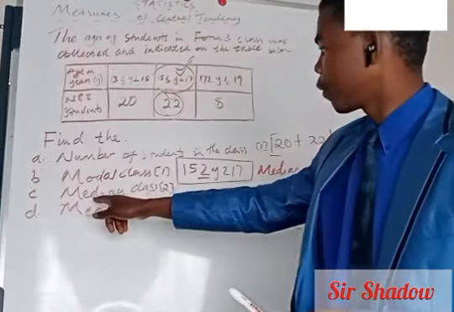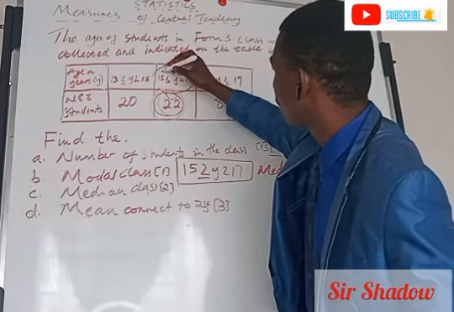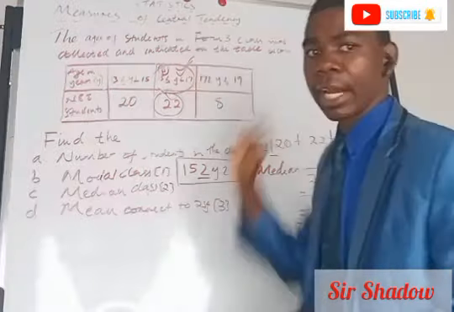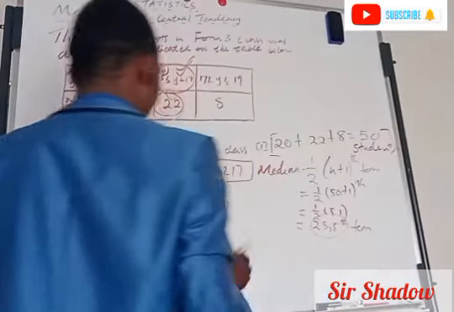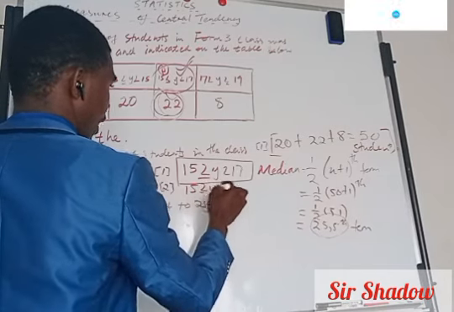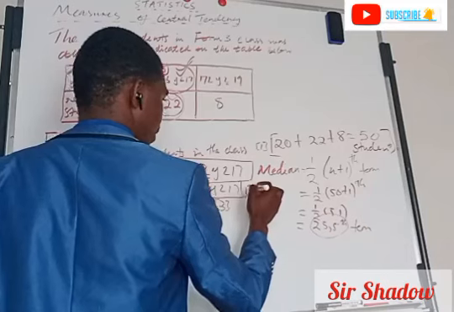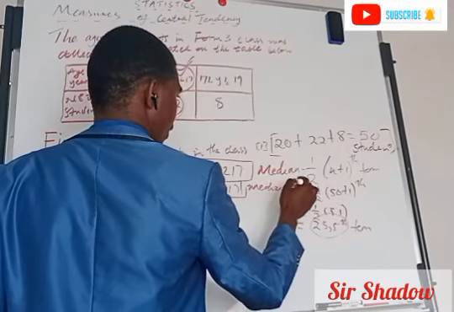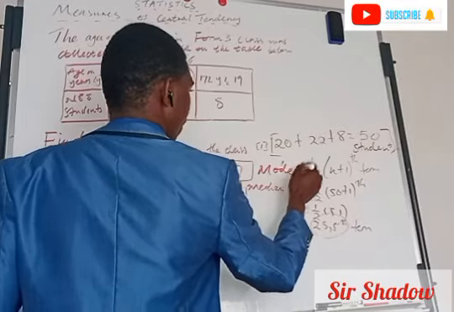But we are asked to find the median class. For the median class, we have to collect this one on top. This one is the class. The range is the class. So for the median class, we have 15 is less than or equal to y, where y is less than or equal to 17. This one becomes the median class.